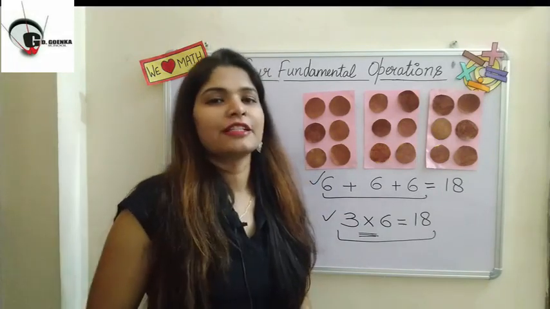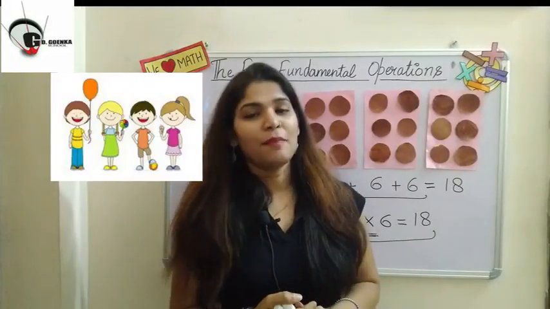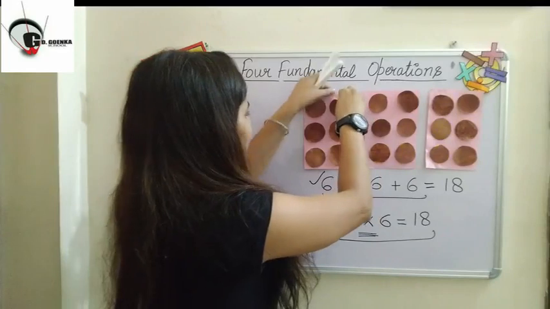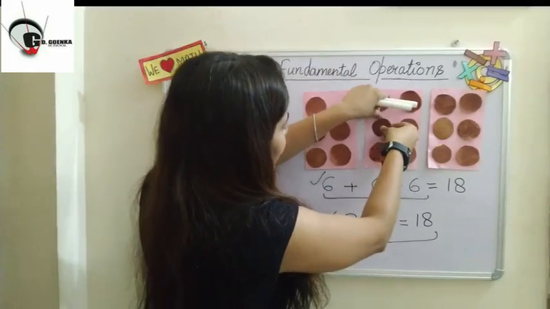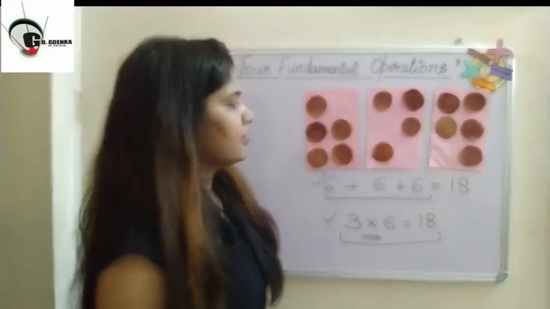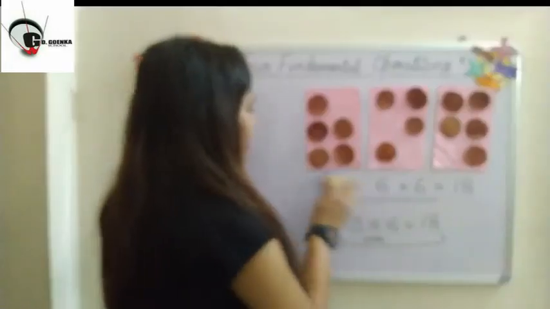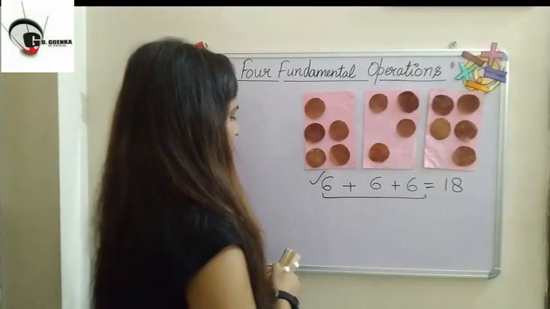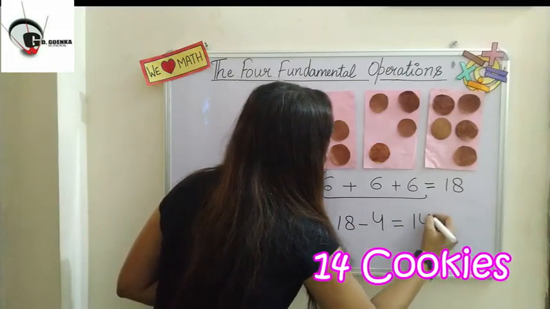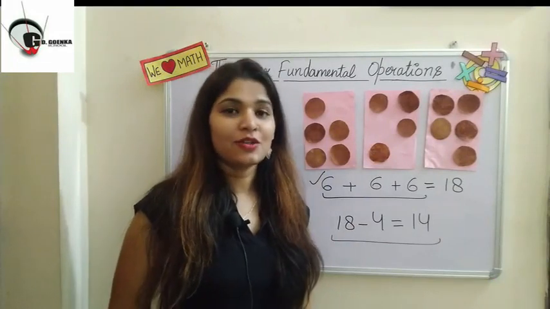Now suppose we have 18 cookies together and 4 friends came to our house for a party. So 4 friends have eaten 4 cookies from the trays. Now we are left with 18 minus 4, we are left with 14 cookies. So yes, this is the operation. The next operation is called subtraction.